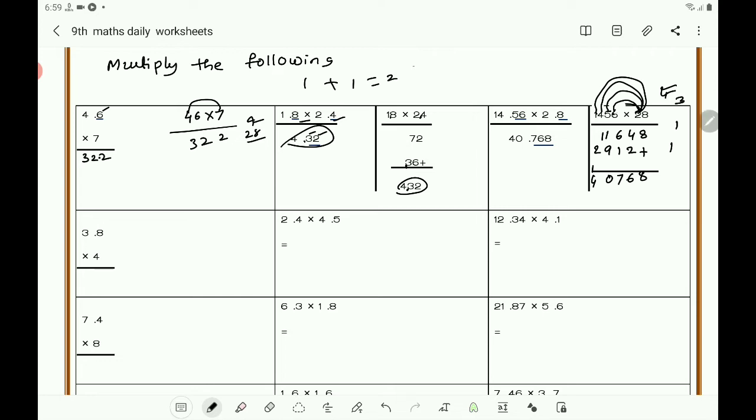Now you count the number of digits after the decimal point. 1, 2, 3. So you take 1, 2, 3 and put the point after 8, 6, 7. That is 40.768. After the decimal point, there are 3 digits. Here after the decimal point, 2 digits are there. Here after the decimal point, 1 digit. 2 plus 1, 3 digits come after the decimal point. So it is 40.768.